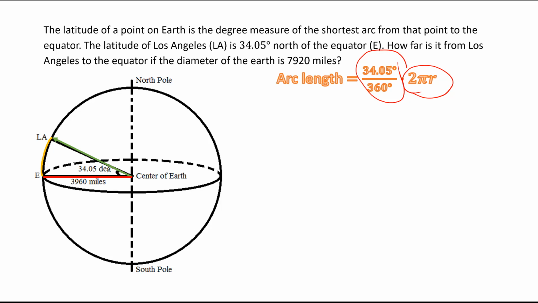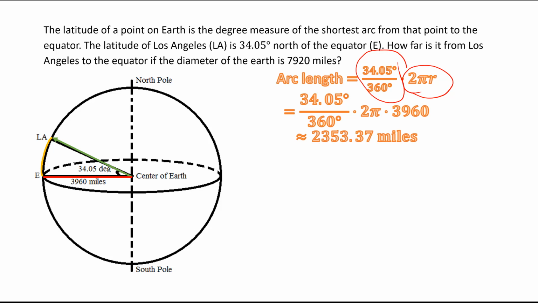And so you just fill in for r, we have 3,960 miles, and then you multiply that out, and that is 2,353.37 miles from the equator to LA, the shortest distance, and that's that arc length. Or another way to do this is to just convert degrees to radians to miles.